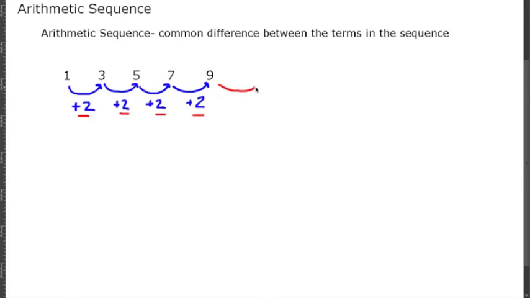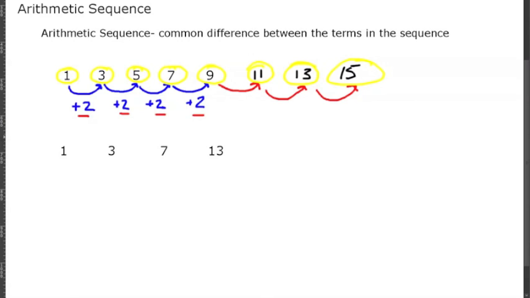From that, we can find the next term in the sequence. So if we added 2 to 9, we would get 11. Added 2 to 11, we would get 13, and so on. 1 would be the first term in the sequence. 3 would be the second, 5 would be the third, and then 4th, 5th, 6th, 7th would be 13. So if we wanted the 8th, we would just add 2 to 13 to get 15. So 15 would be the 8th term.